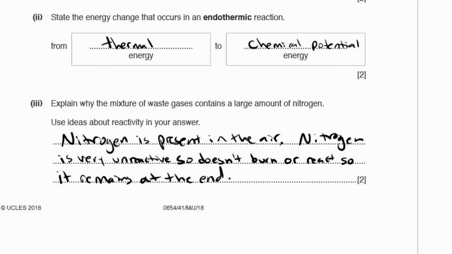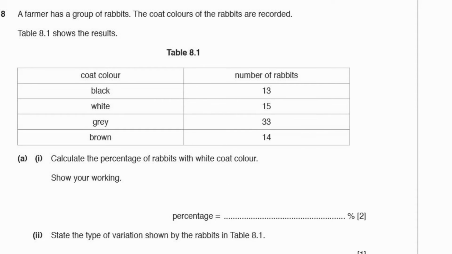All right. Question 8. A farmer has a group of rabbits. The coat color of the rabbits is recorded. Table 8.1 shows the results. So we have black, white, gray, and brown rabbits. So we need to calculate the percentage of rabbits with white coat color. Okay, so we have to show our working as well.